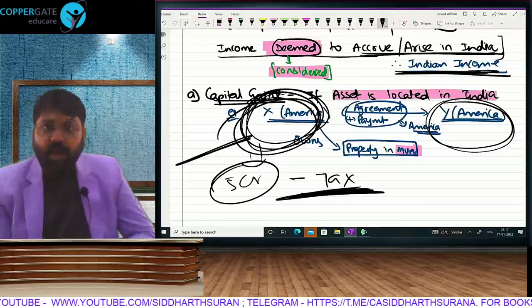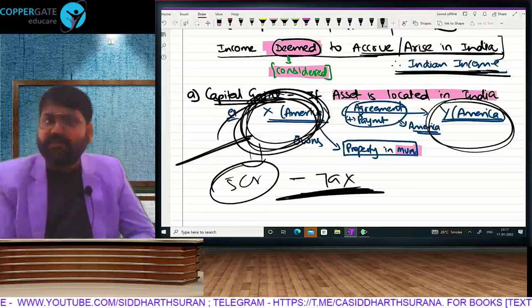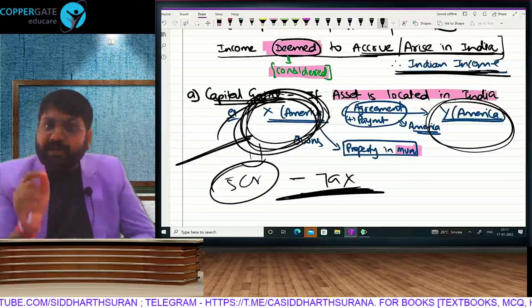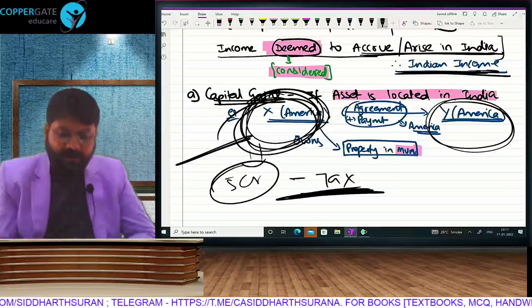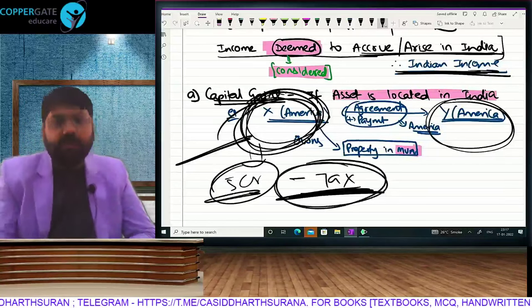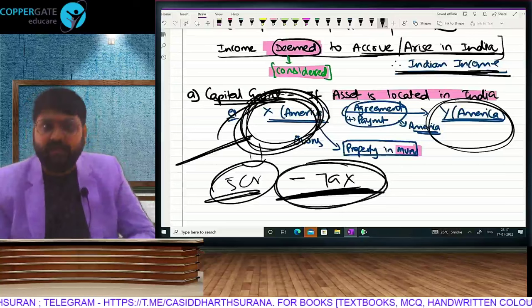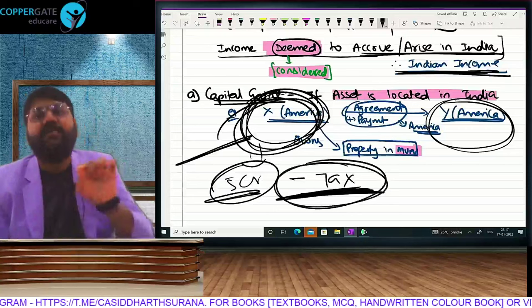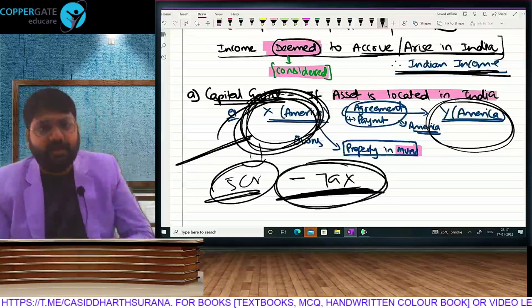X. And who is the payer of this income to X? Y. So it is the duty of the payer that from the payment that you are making, you deduct the tax. That is called tax deducted at the source of payment. TDS, tax deducted at source.